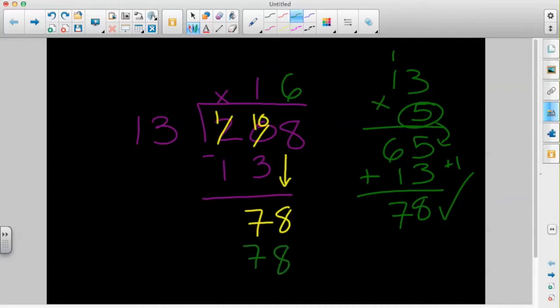So 6 times 13 is 78, 78 minus 78 is 0. We see that our quotient, or our answer, is 16. And we have nothing left over, so we have no remainder.